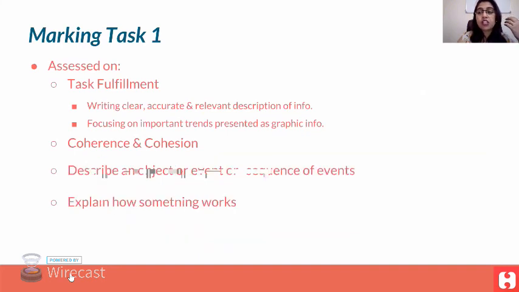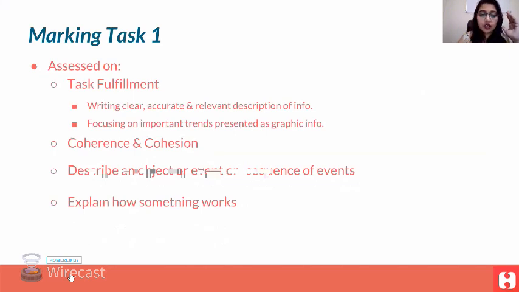If the number says 239, make sure that your numbers are 239 and not 293, because many a time we might panic and end up making a mistake like this. Focus on important trends presented in the graphic information. Now, how do we present the task that is given in graphic form? You have to use your words to describe whatever graphic is given. No ideas, only facts.